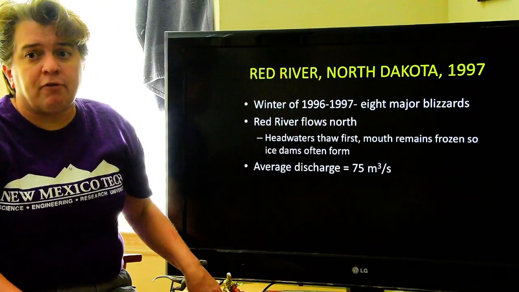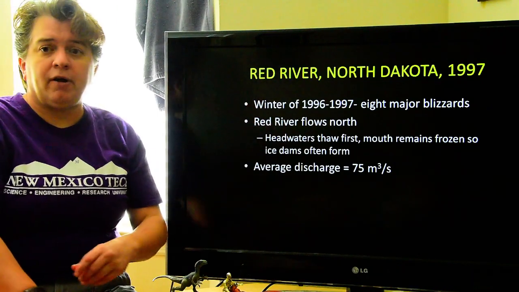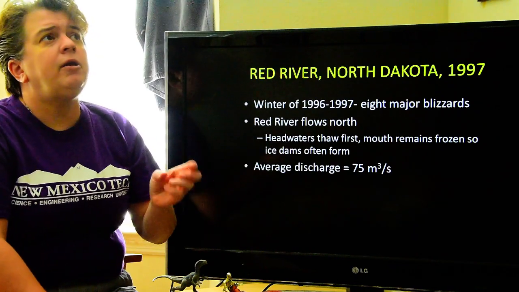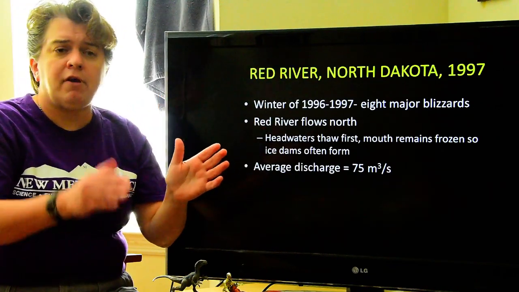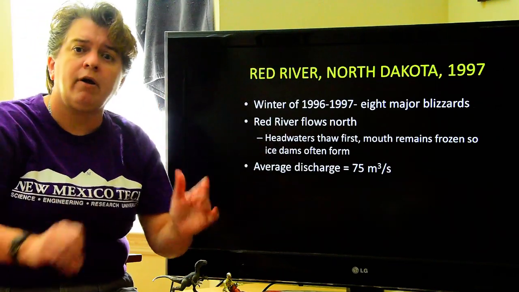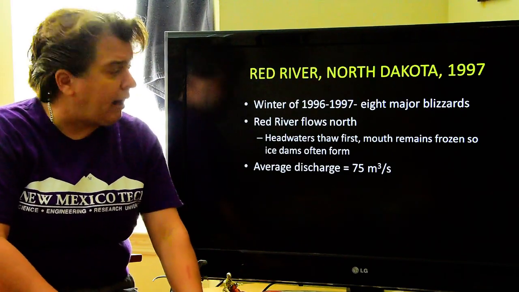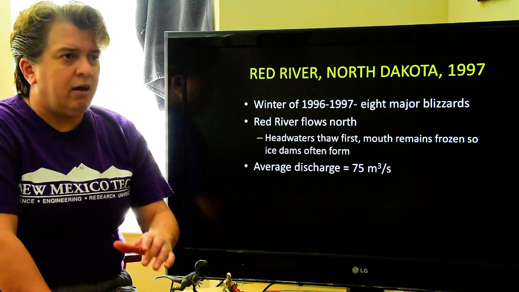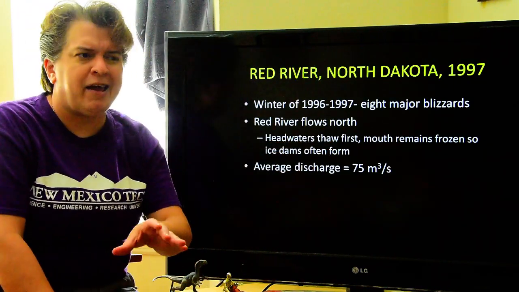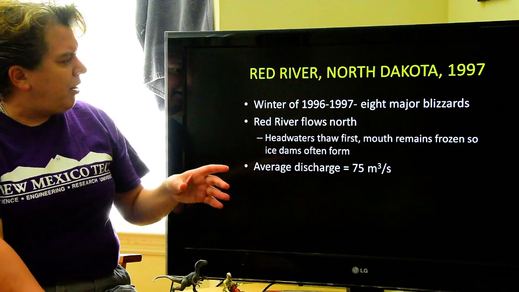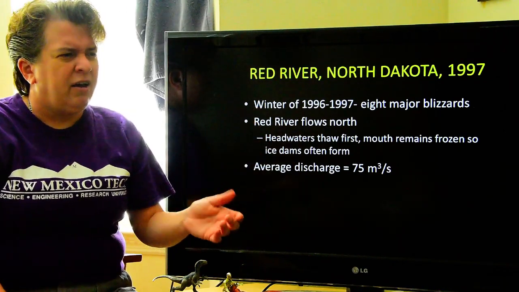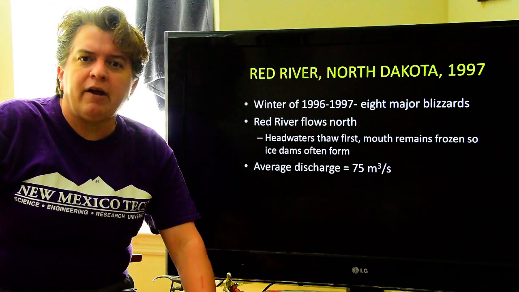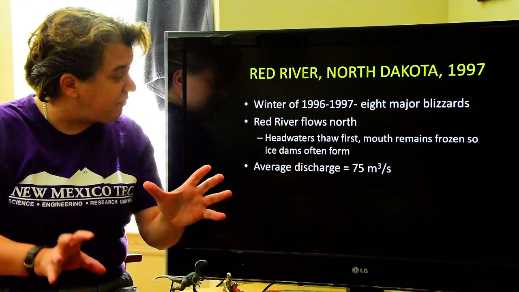Let's look at a downstream flood though, and this is the Red River, but it's not the one you're probably thinking of. It's the Red River of the North. It flows between the Dakotas and Minnesota, and it flows northward into Lake Winnipeg in Canada. And the winter of 1996 to 1997 was really, really snowy. There were 8 major blizzards. One of the blizzards, I think it was in March, dropped 1 meter of snow over the area, so basically we got a lot of snow there.